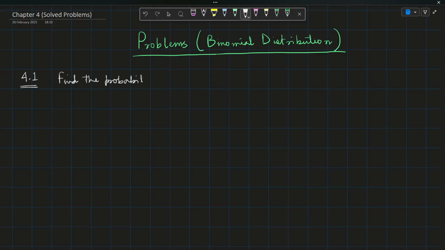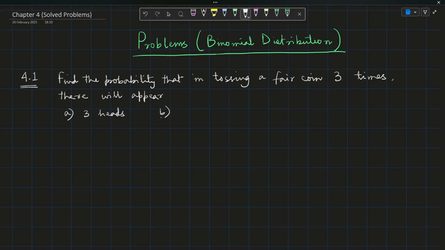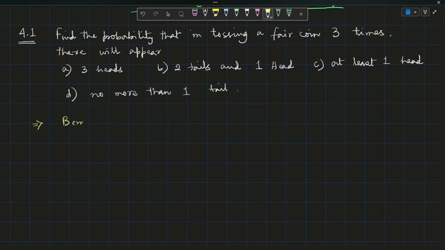The problem states, find the probability that in tossing a fair coin 3 times, there will be A, 3 heads, B, 2 tails and 1 head, C, at least 1 head, and D, no more than 1 tail. So in this problem, the Bernoulli trial is tossing of a fair coin, and success is defined as getting a head, which has the probability half.